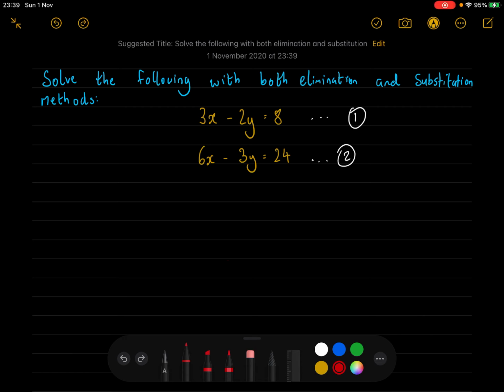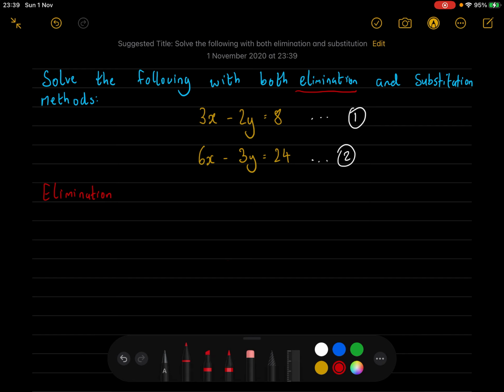Solve the following with both elimination and substitution methods. So for these two equations, to find x and y, the question is for us to solve them using both the elimination and the substitution method. The elimination method is a lot easier than the substitution one for this scenario, so we are going to start with the elimination method.